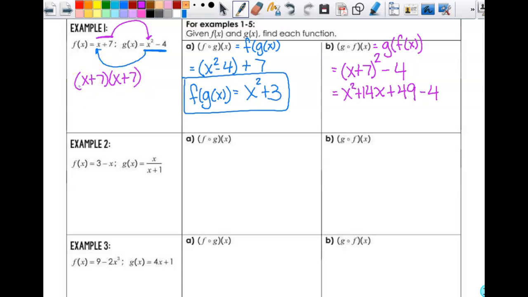So then I need to just combine my like terms. So I'm going to get g of f of x. That's equal to x squared plus 14x plus 45. And that is my answer. What questions do you have? Good?